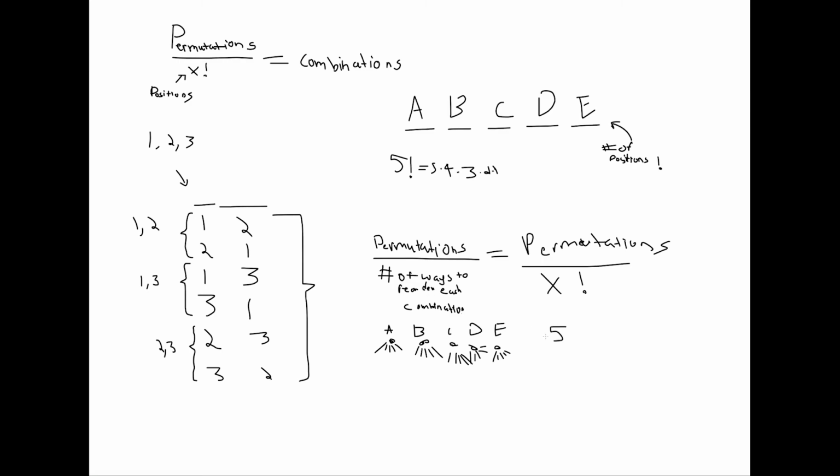So at first we have 5 different ways of picking the first position. And then we have 4 different ways of picking the second position, right? Because it can't be the first letter. And then 3, because it can't be the first 2 letters. And then 2, and then 1. So it turns out we actually have 5 times 4 times 3 times 2 times 1.